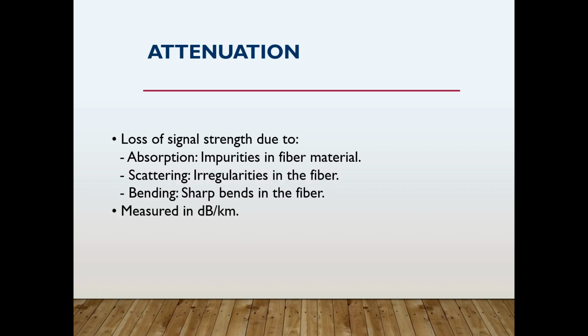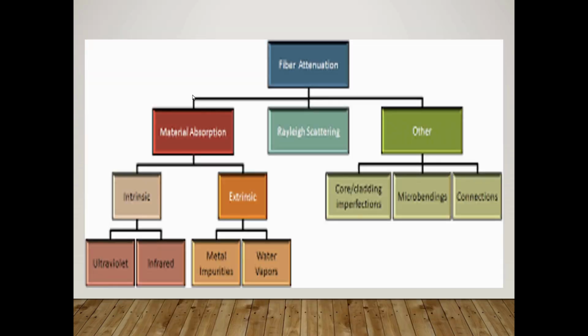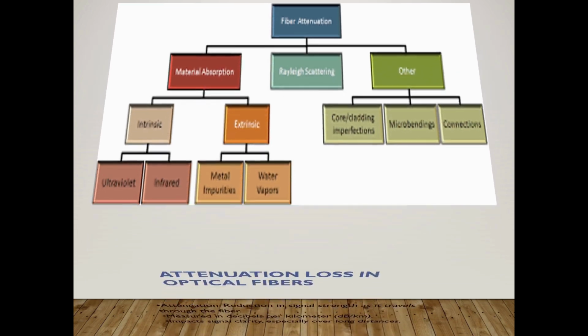And second, why does attenuation loss occur? This happens due to three main factors that are absorption loss, scattering loss, and bending loss. Now we will explore each type in detail. Here is a flowchart that briefly describes the types of attenuation losses. The first type is absorption loss, the second type is scattering loss, and the third type is bending loss. There are two types of material absorption losses that are intrinsic absorption and extrinsic absorption.